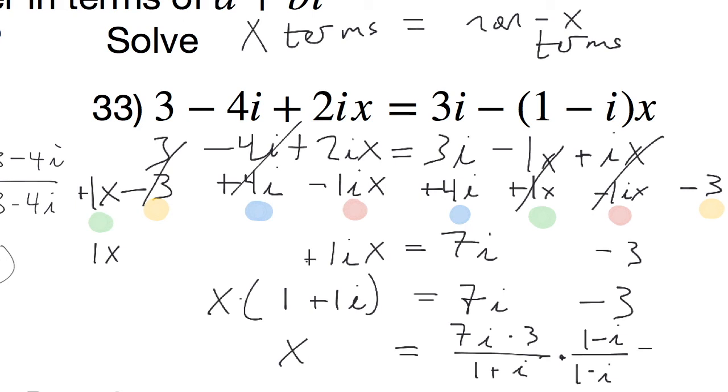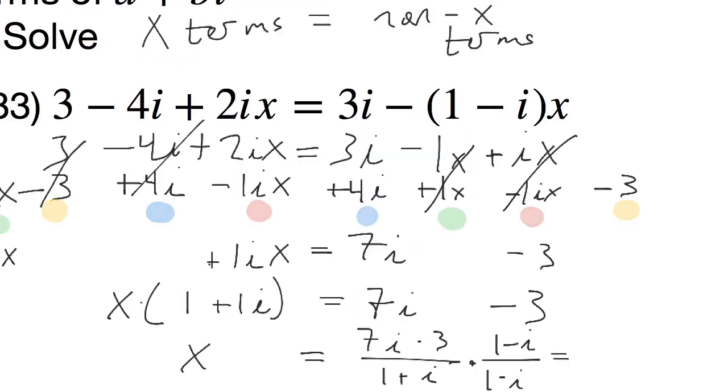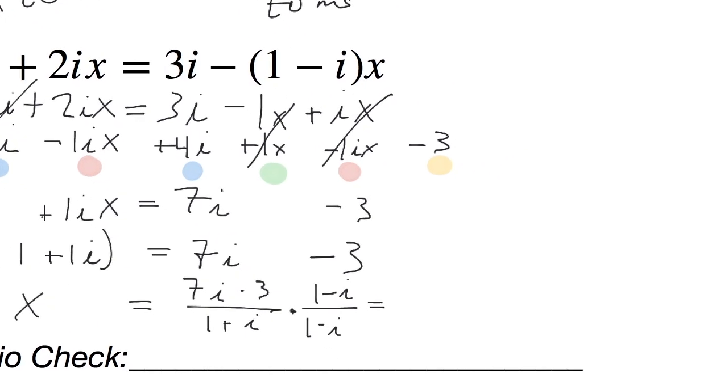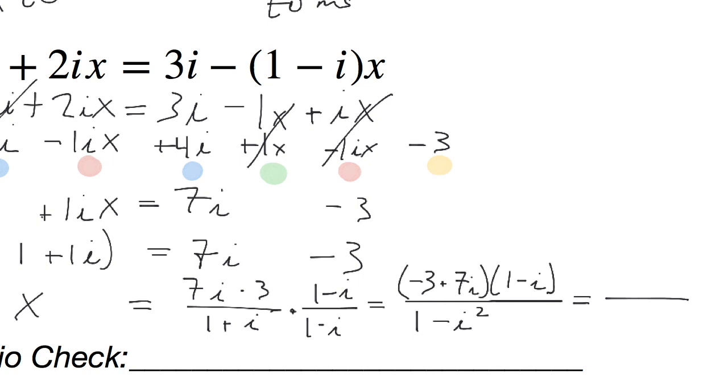And when we do that, we get the two numerators multiplied by each other and the two denominators multiplied by each other. And you get 1 minus i squared on the bottom. Remember, that's the difference of squares, which simplifies to 1 minus i squared. i squared is negative 1, so 1 minus negative 1 is 2.